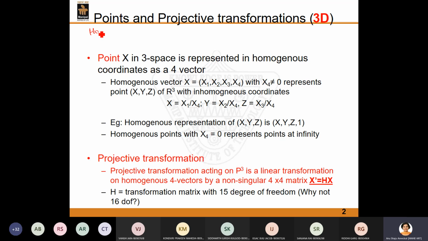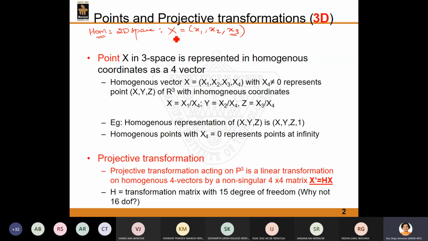Okay, fine. So in the homogeneous representation, let's say it is a 2D space. Let's say I have a point X. I can represent it by just three different coordinates if it's a 2D space in a homogeneous representation. So I'm just repeating what I've said earlier: in the homogeneous representation, we are adding an extra coordinate over here.